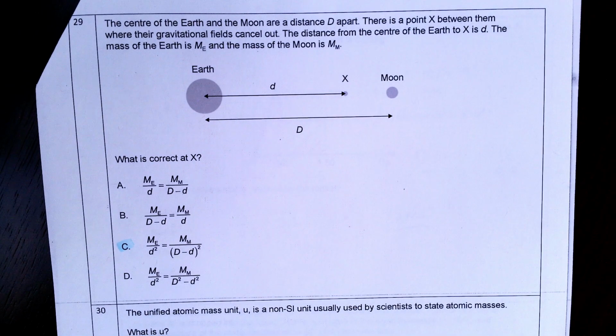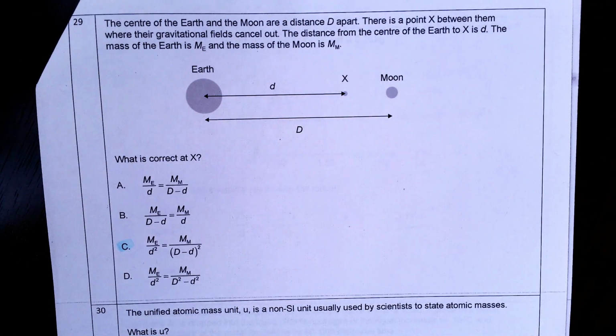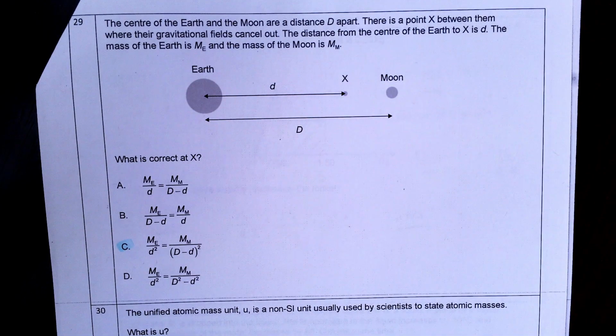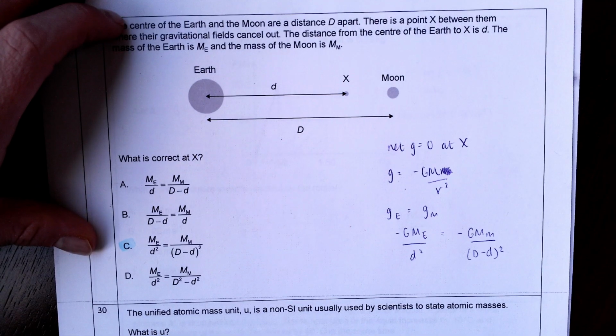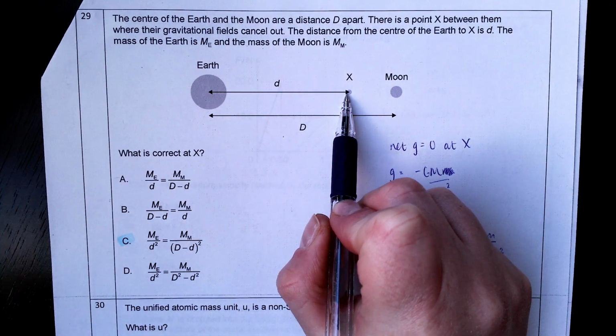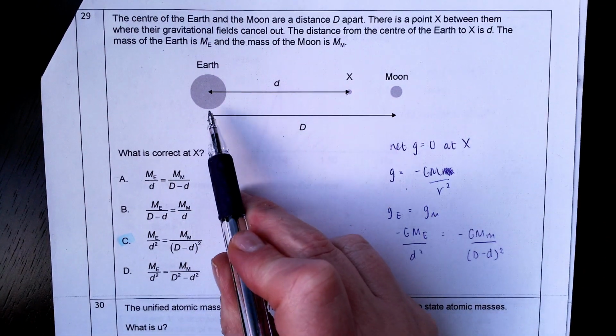Question 29. The center of the Earth and the Moon are at a distance D apart. There is a point X between them where their gravitational fields cancel out. The distance from the center of the Earth to X is d. The mass of the Earth is mE and the mass of the Moon is mM. What is correct at X? Okay, so we know that the net value of field strength at X is 0 because they cancel out. And so the field strength from the Earth is equal and opposite to the field strength of the Moon.